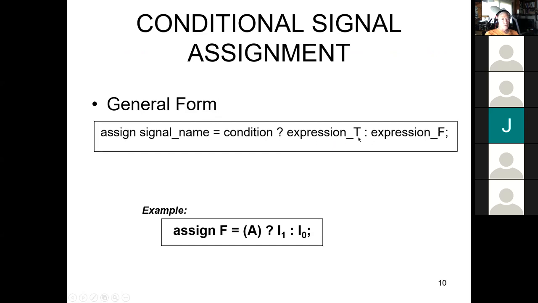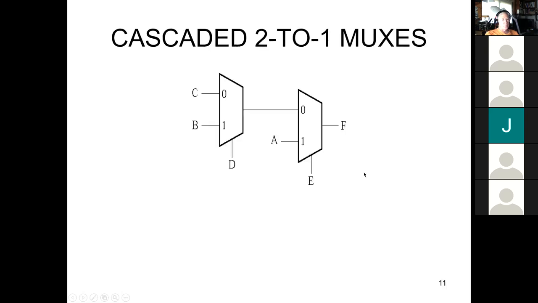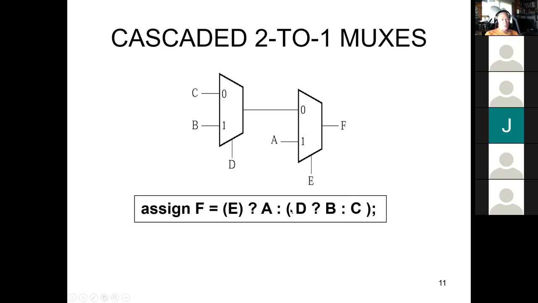All right. And here's the format for that. We just went over that. I should have waited, but anyway. So the signal you're going to assign, the condition you're testing, expression if true, expression if false. And you can nest these as deep as you want. Cascade 2-to-1 muxes: you can do that quite easily with that statement right here. We put the second one in parentheses. So if E is true, we'll just assign A. So that's here, so E is this signal. And then if E is false, then we're going to evaluate this mux and assign the result of that using D as our test, B if it's true, C if it's false.